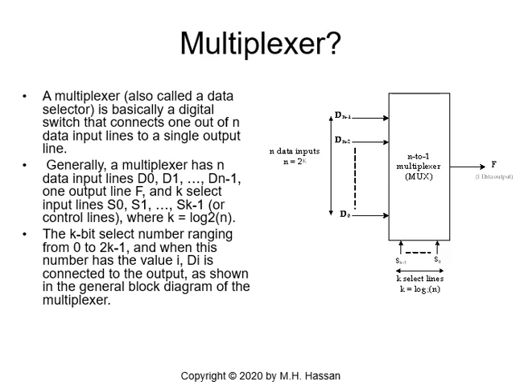The k-bit select number ranges from 0 to 2 to the power k minus 1, and when this number has the value i, Di is connected to the output as shown. So for instance, if we have all ones, we will select Dn-1. If all zeros, we will select D0, and F will be equal to D0. So we have n data lines, where n is equal to 2 to the power k, and we have k select lines from S0 to Sk-1.